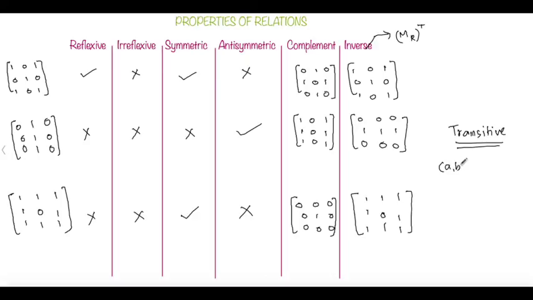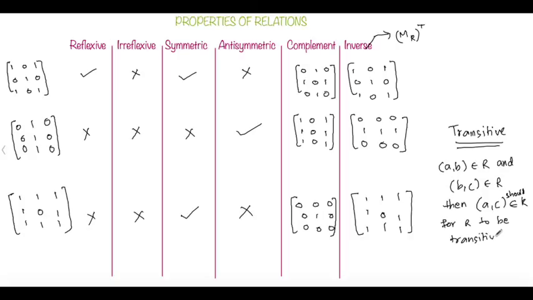If A and B belong to R and B and C belong to R, then A and C should belong to R, for R to be transitive. Okay. So this is a good mental exercise to check how transitivity translates into the matrix relation.